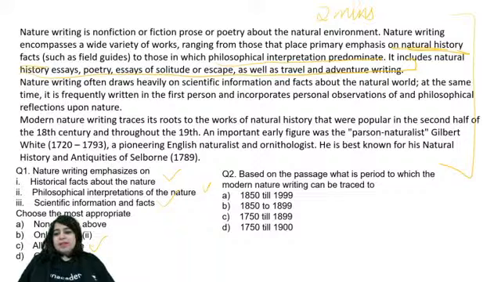Next is, based on the passage, what is the period to which modern nature writing can be traced? So, modern nature writing traces its roots to the work of natural history in the second half of the 18th century and throughout the 18th and 19th centuries. So, that's what has been given: the second half of the 18th century to throughout the 19th century.